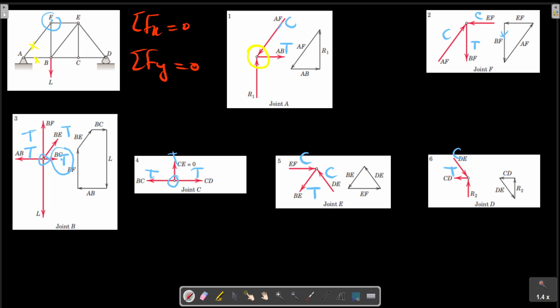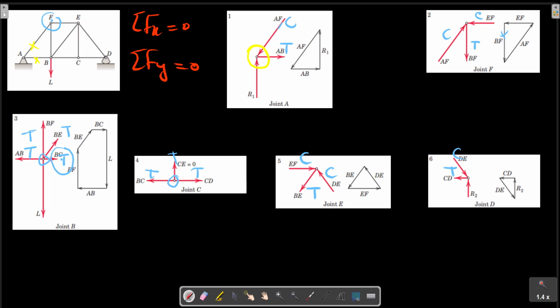The numbers indicate the order in which the joints are analyzed. We note that when joint D is finally reached, the computed reaction R2 must be in equilibrium with the forces in the members CD and ED, which were determined previously from the two neighboring joints. This requirement provides a check on the correctness of our work.